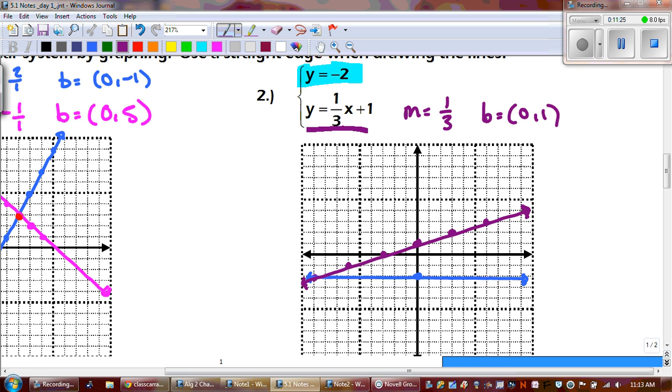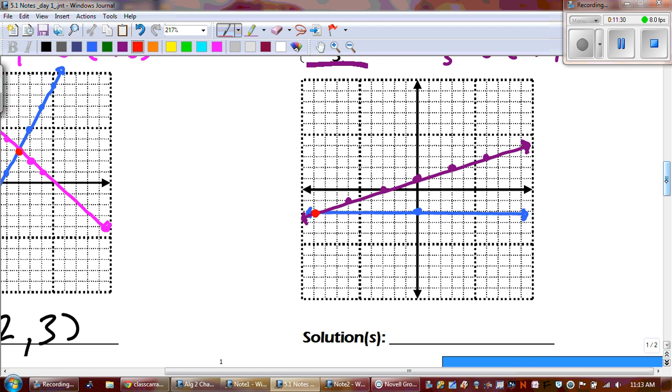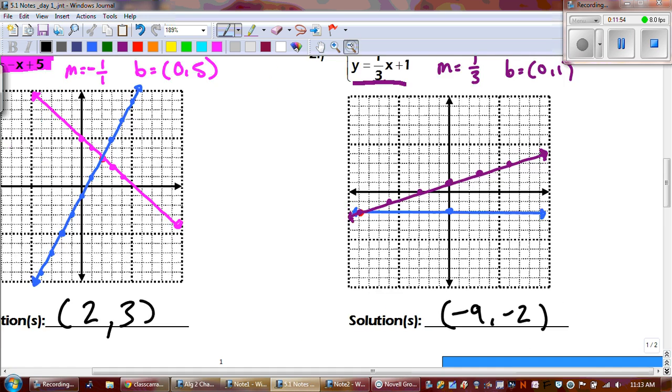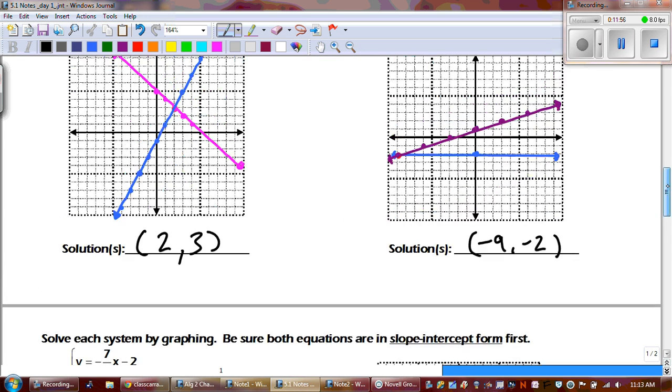Okay, and now, what is the point? Now, be careful how you describe this, because in class, somebody told me that that was -2, -9. And -2, -9 is right there. Okay, so you got to make sure that you put the x first and then the y, because this is -9, -2. Okay? All right, let's flip it over.